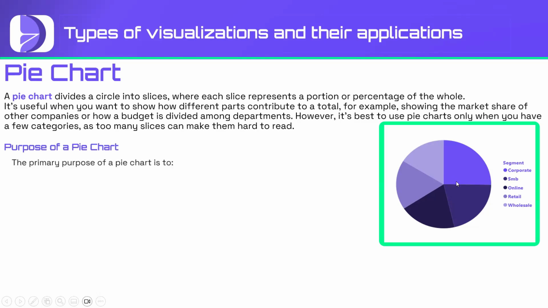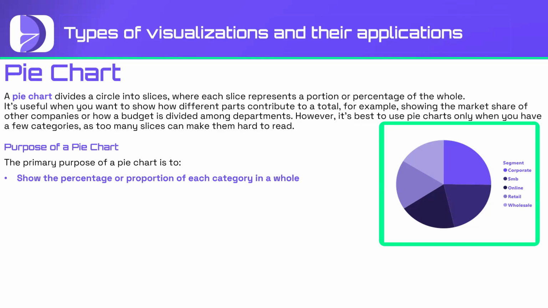So, what is the purpose of the pie chart? The primary purpose is, one, to show the percentage or proportion of each category in a whole. So let's say this is around 30%, maybe this is 25, this one should be around 20, 15, 15, something like that. So it's going to show how much each of those segments is contributing to the total values you're comparing them with.